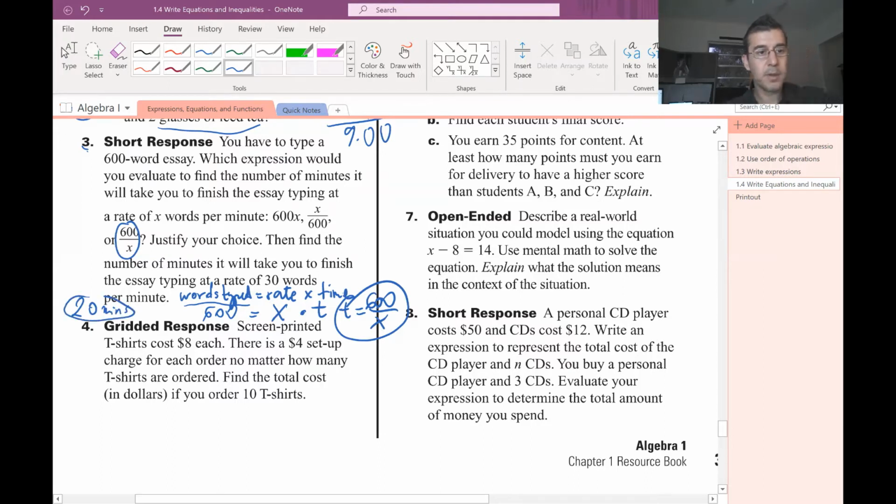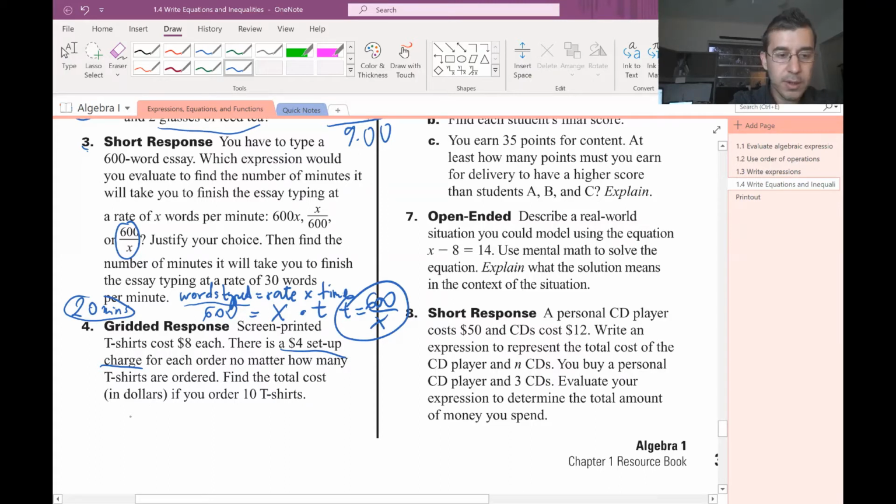Okay. Number 4, gridded response. Screen printed t-shirts cost $8 each. There's a $4 setup charge, which is fixed for each order, no matter how many t-shirts are ordered. So find the total cost in dollars if you order 10 t-shirts.